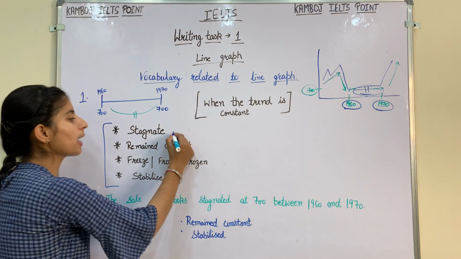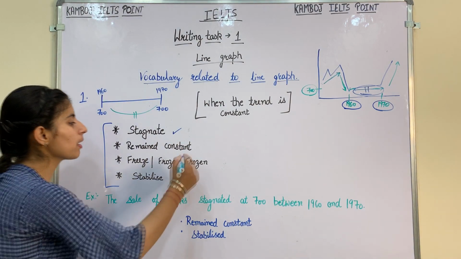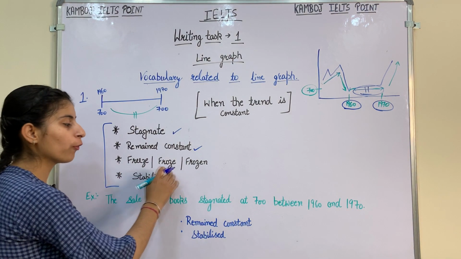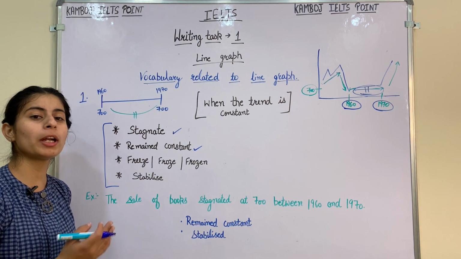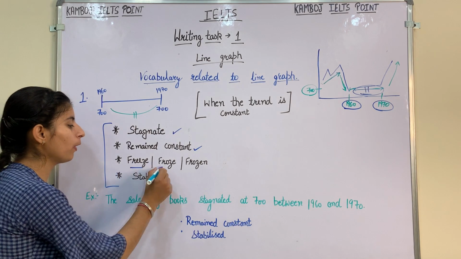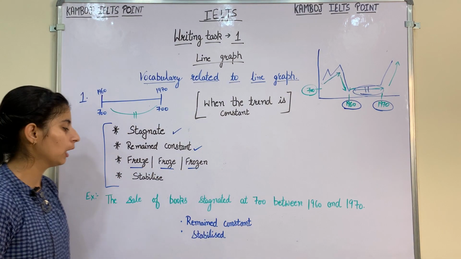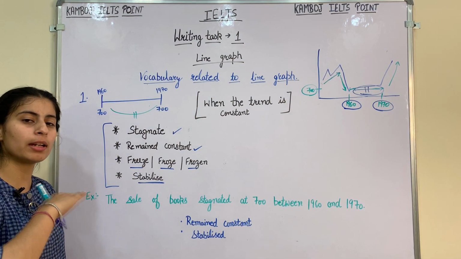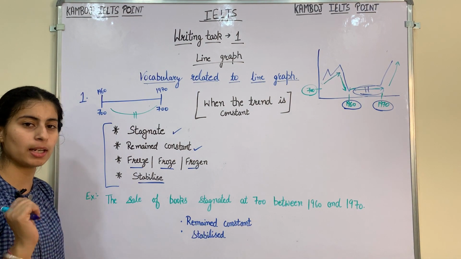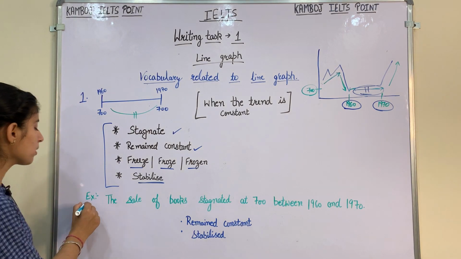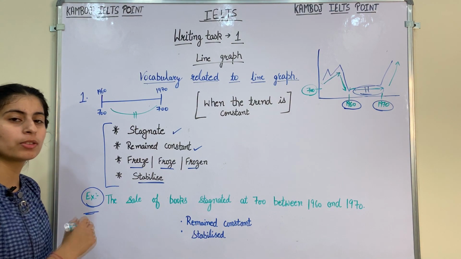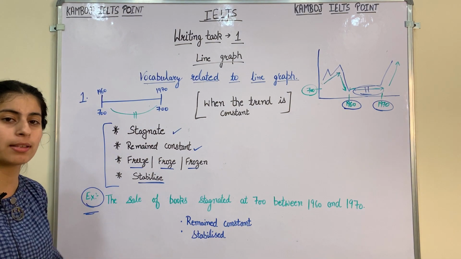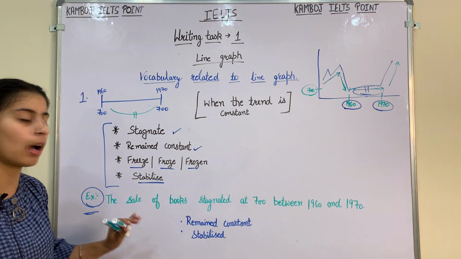So the first one is stagnate. The second one is remained constant. The third one is freeze or froze or frozen. According to the type of question, you can use different forms of this word. The next one is stabilize. That means again constant, it's stable, it's not changing at all. Okay, so let's discuss an example so that you can know how you can apply these words in an example or in a line graph.